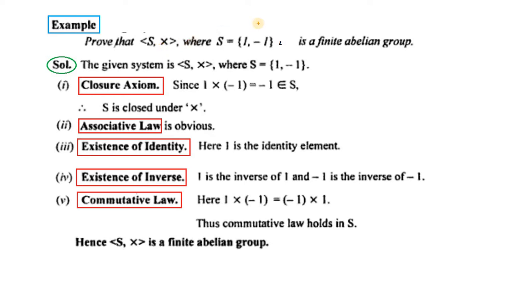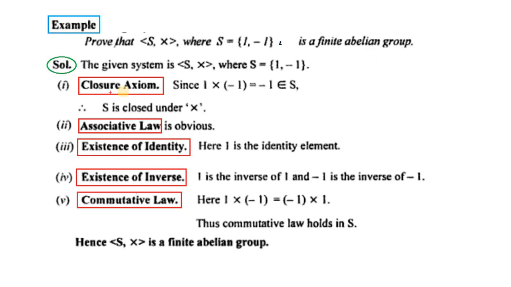Here we have set S whose elements are 1 and minus 1, and here the binary operation is multiplication. We have to check whether this system, that is this algebraic structure, is a finite Abelian group.